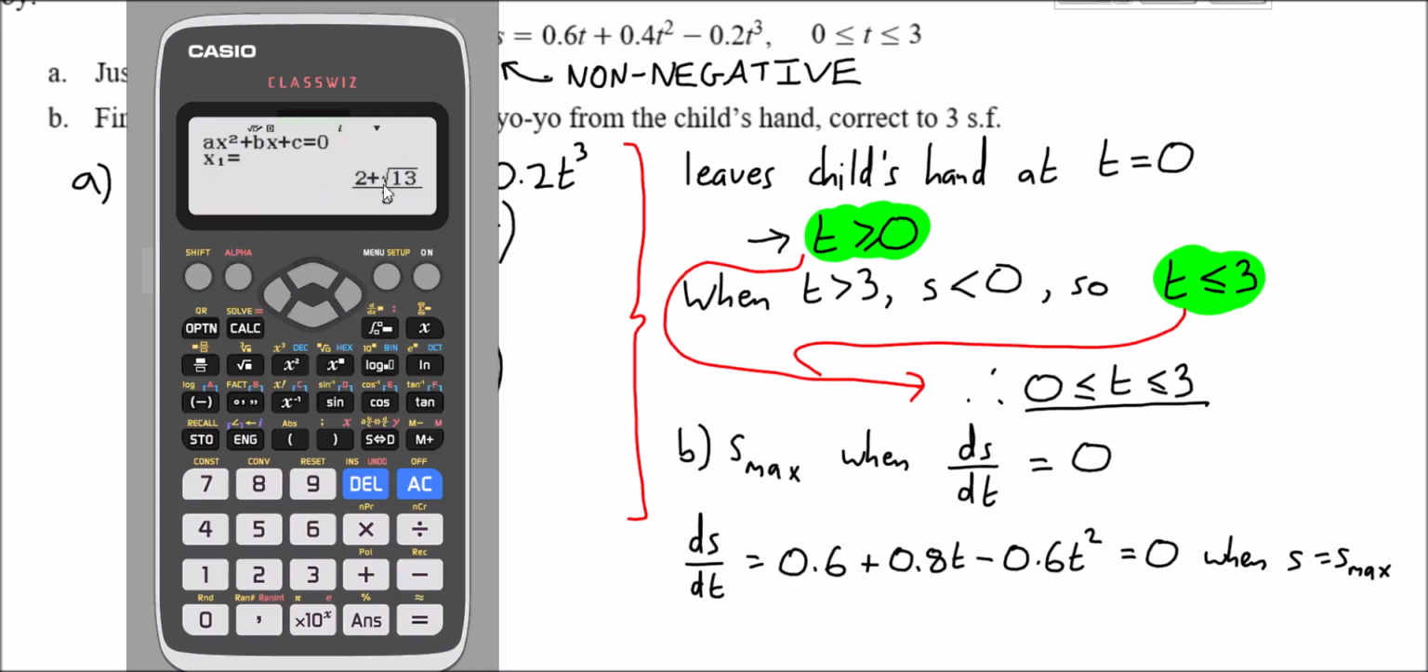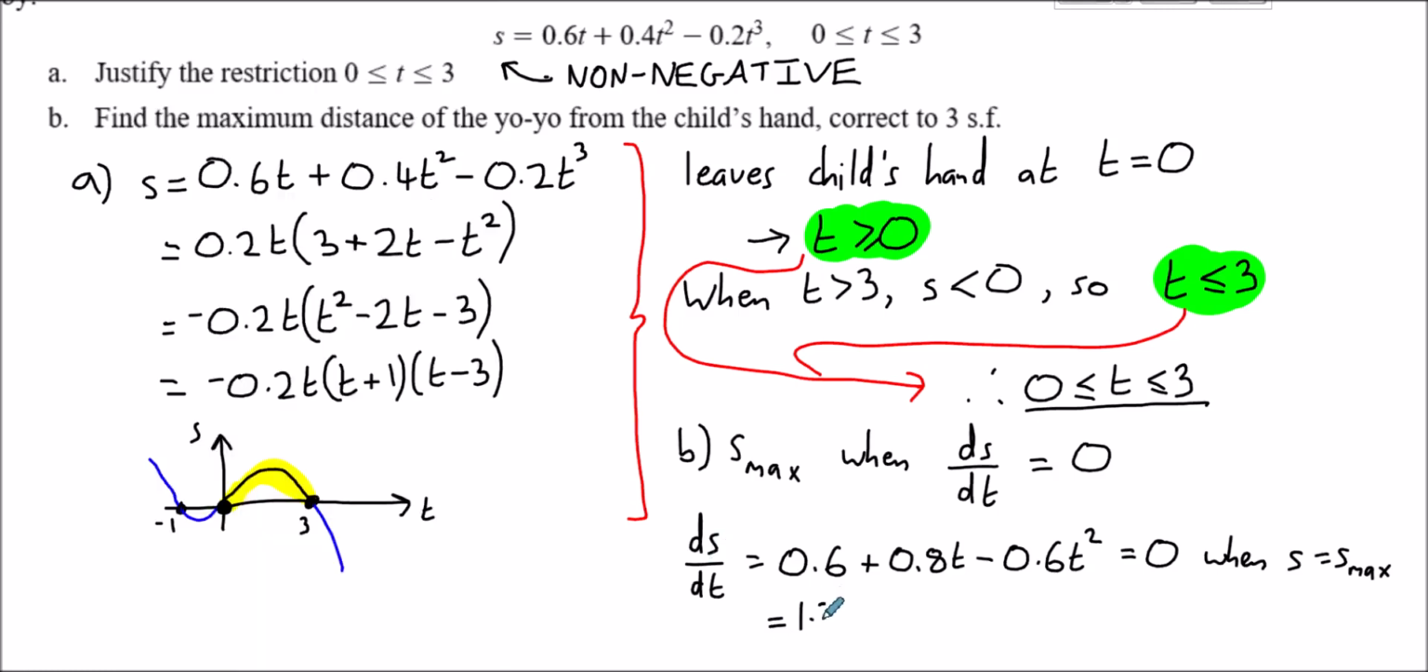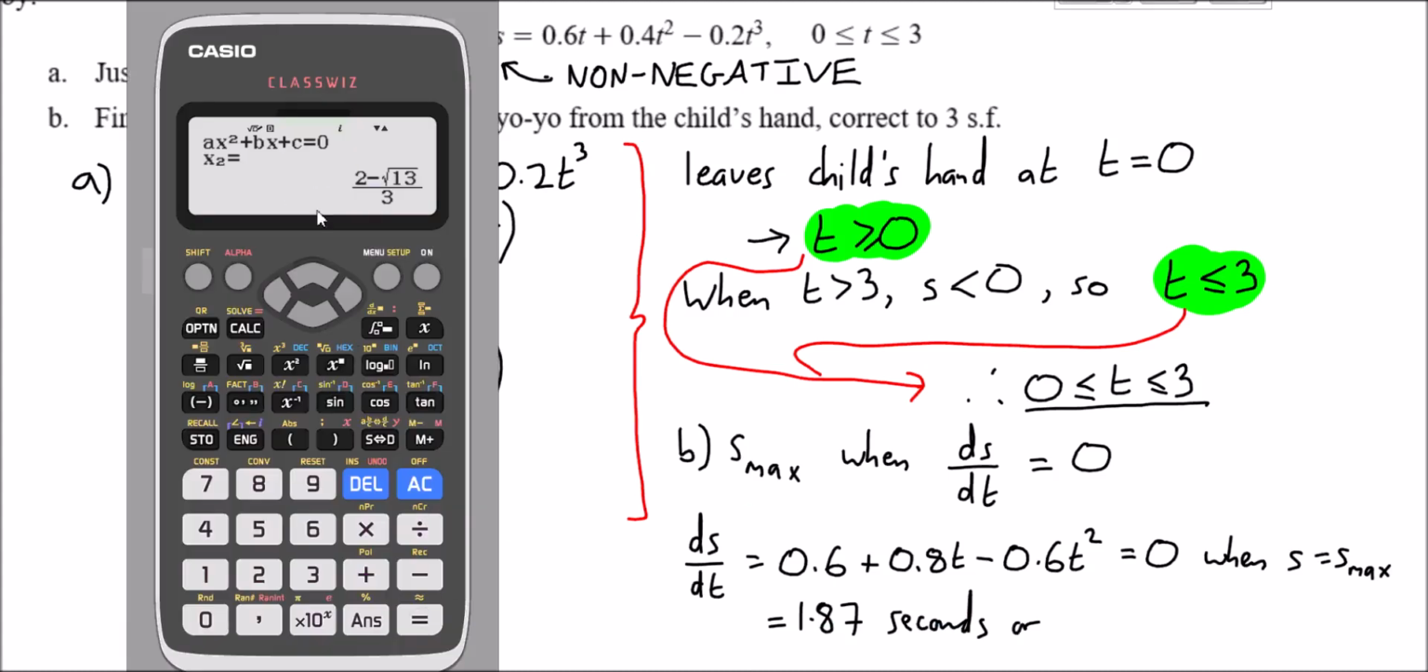So the first root is t equals (2 plus root 13) over 3. The second root is t equals (2 minus root 13) over 3. So let's just see this again. So the first root is 1.87 seconds. And the second root is this one, which is minus 0.535 seconds to 3 significant figures.